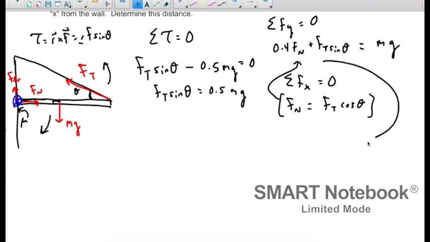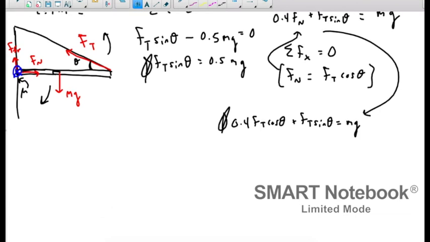When I do that, I get that 0.4 F_T cosine theta plus F_T sine theta equals mg, and it's just an algebra game from here. See if you guys can figure out how to take this expression and this expression, rearrange them in some way, and solve for theta.